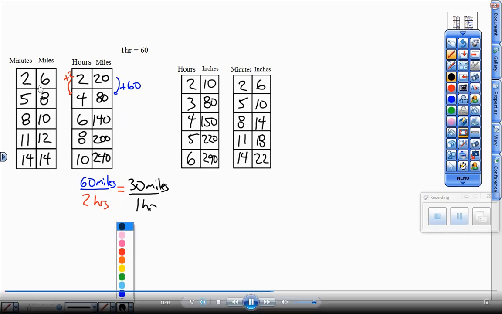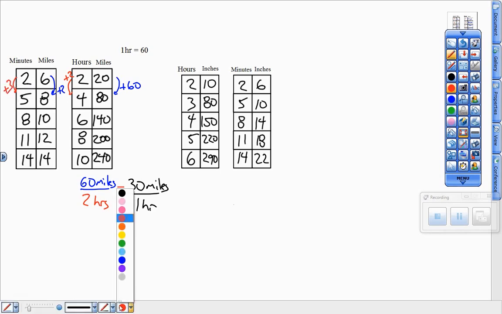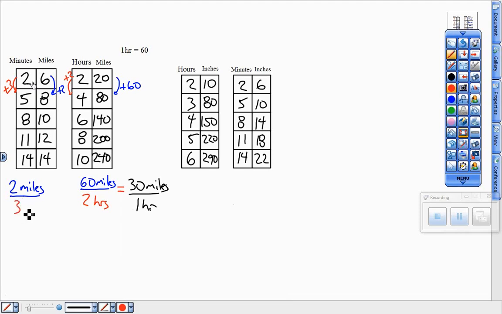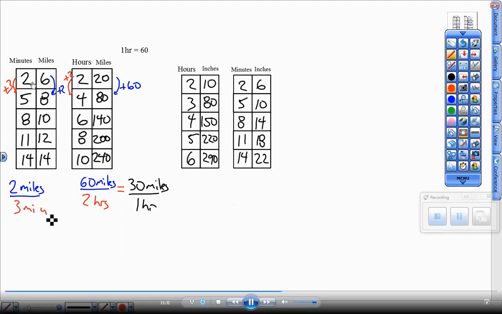Got to be careful on the next one though. This is going up by 2 and the miles is going up by 3. And it looks like at first it's not as fast, but then you've got to do the conversion to really see. So this one gives me a slope of 2 miles for every 3 minutes.